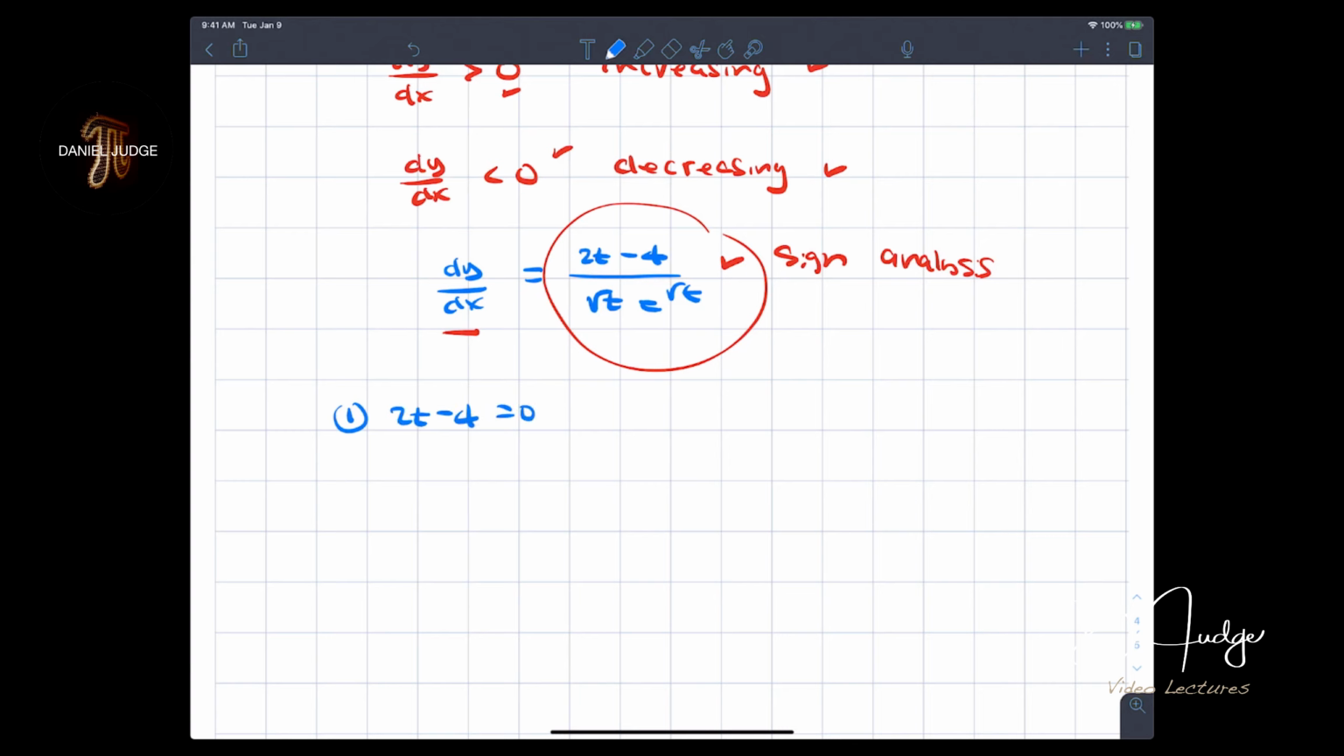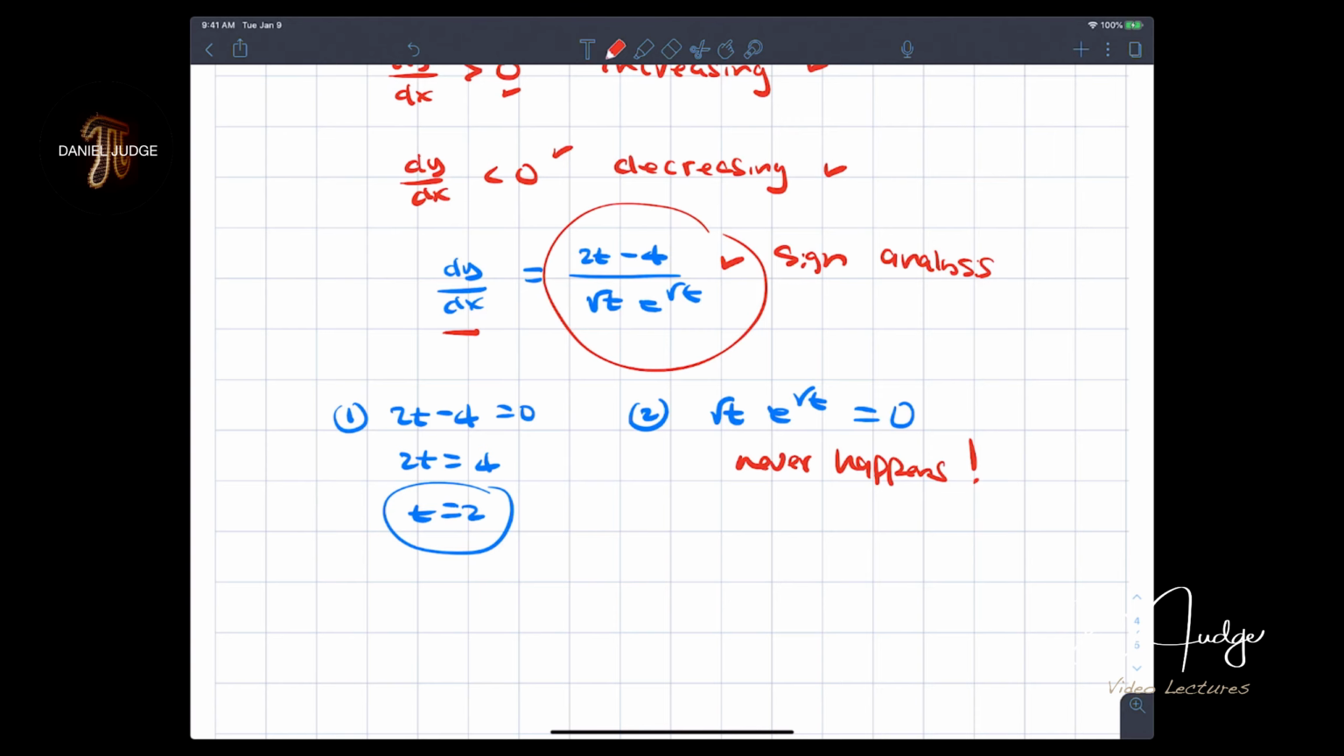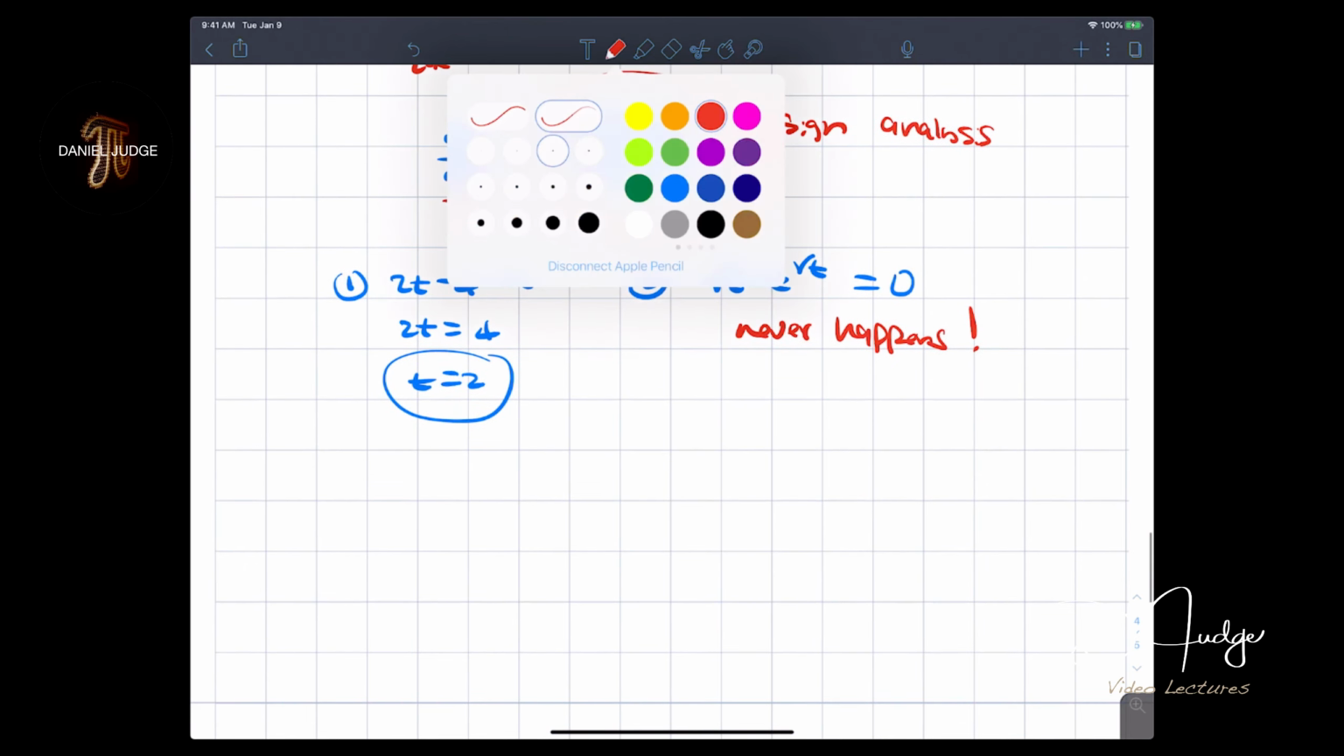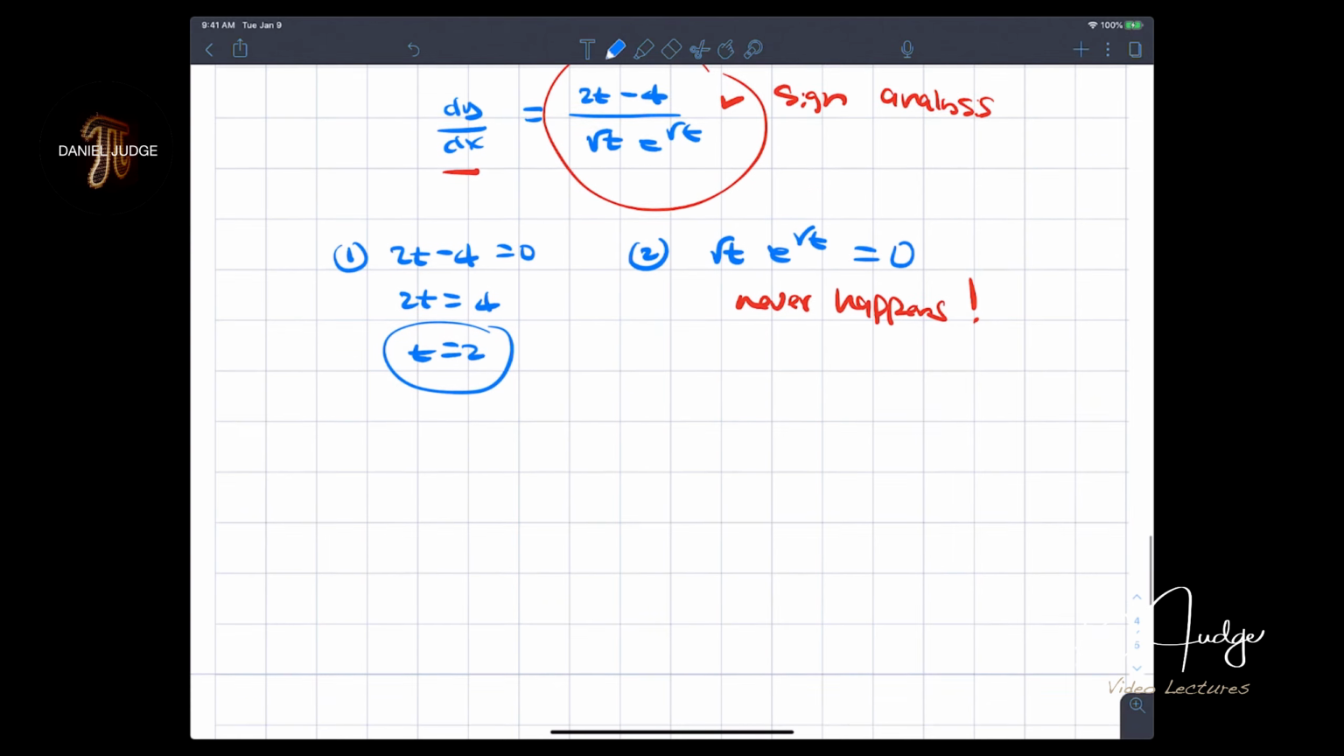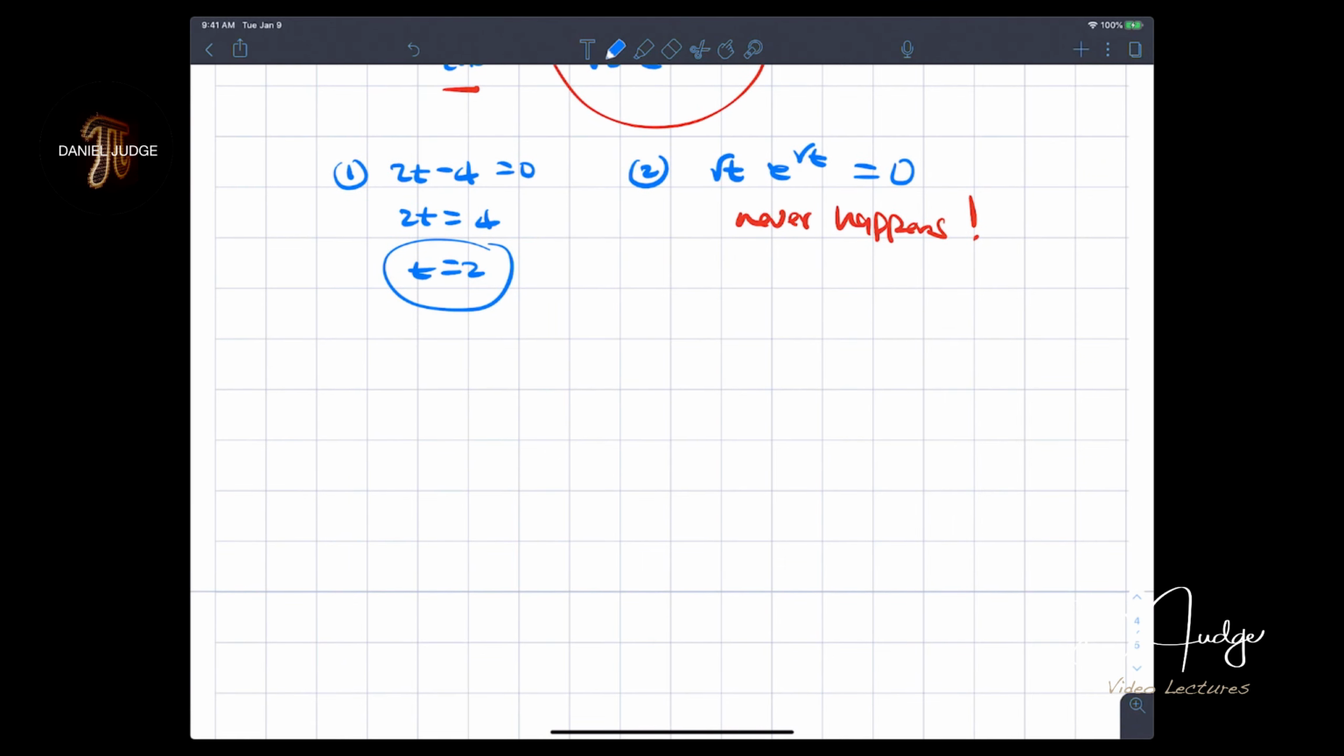Solve for t. And you go, okay, 2t is 4. And then get t is going to be 2. The second part is the square root of t, e to the square root of t. Let that be 0. And then we say again, oh, that never happens. Right? Good. So we're going to set up our real number line in terms of the variable t.